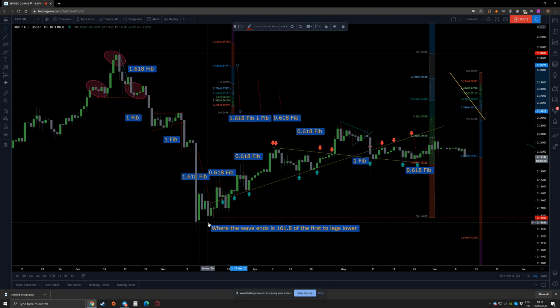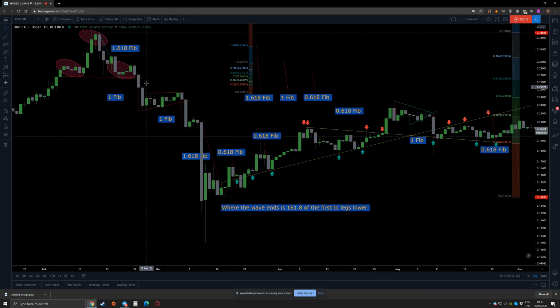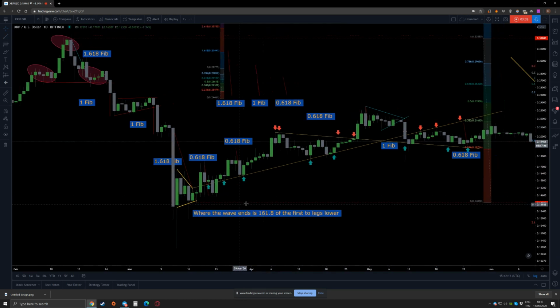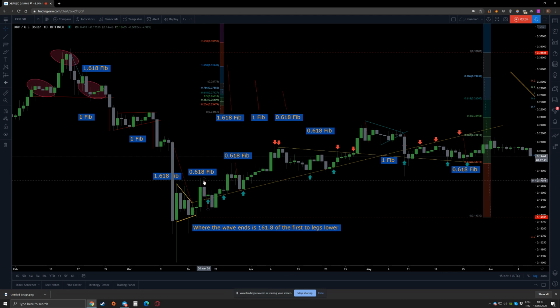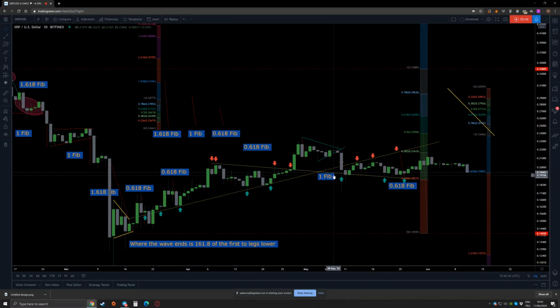Look, the triangle shape probably ended here. So we did something like ABCX and ABCDE, and this is where this triangle pattern ends. It does look something like this. This is what I meant. So this triangle ends here. And also this move from the top down is 618. From this trend line up is 618. This is 618 as well. This one here from this is also 618.